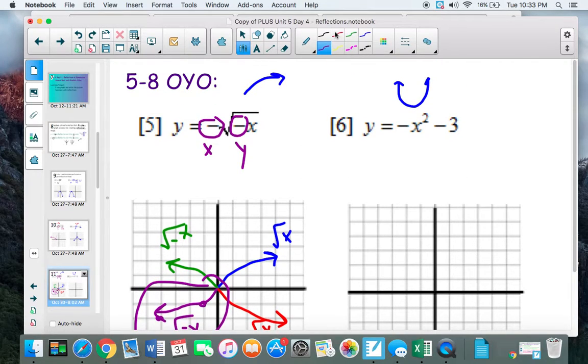Alright, hopefully you got this one. This one is going down 3 because it's outside of parentheses.